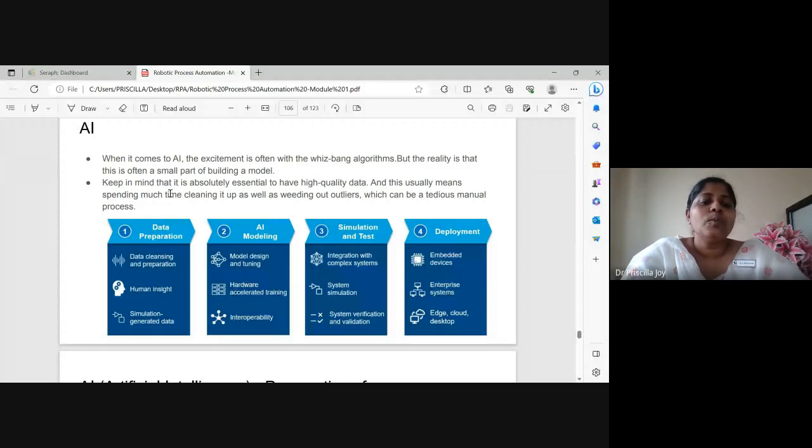After which we have the human insight, that is, what the human insight might be for the process carried out, or what ideas we might suggest, based on which we make the generalized data. After that we do the AI modeling, where we have the model design as well as tuning, and we train the data.